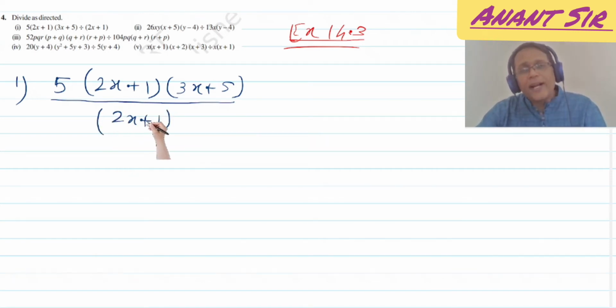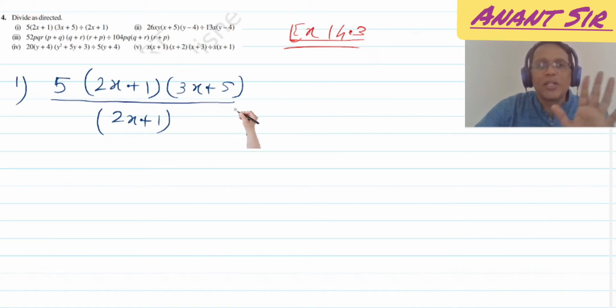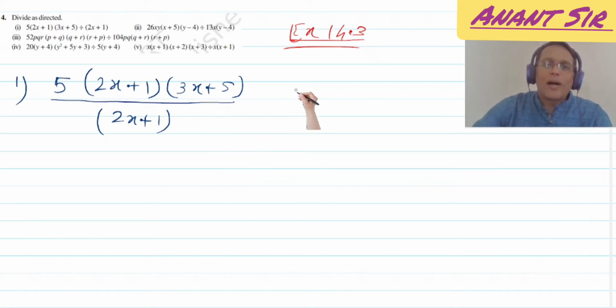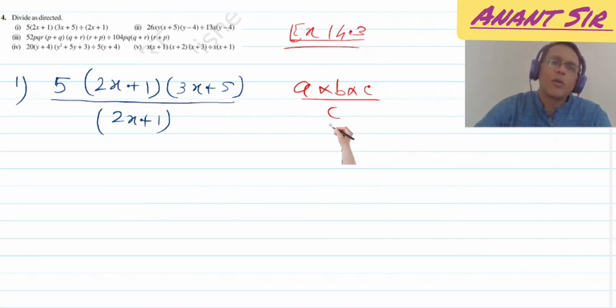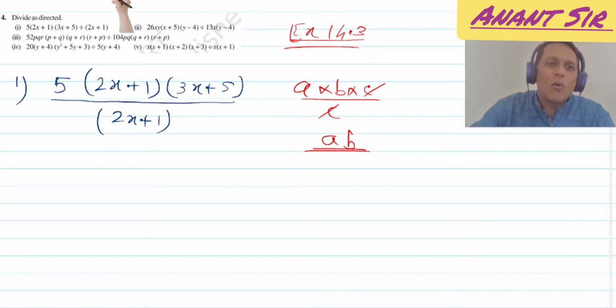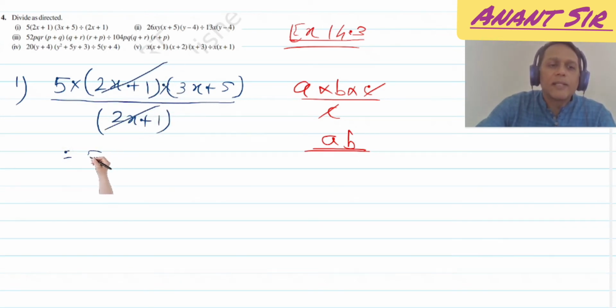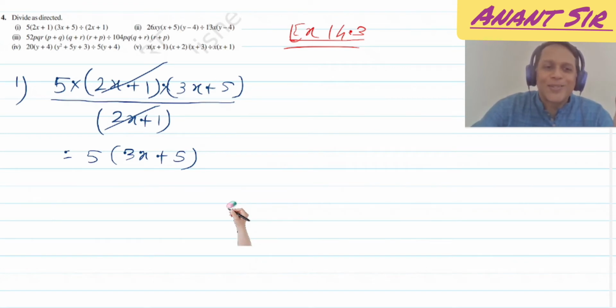So now in 8th grade you cannot get anything easier than this. I think this is the easiest question in this chapter maybe. So see, it's like this. You have a into b into c in the numerator and you have c in the denominator. So what will you do? You will just cut the c part and this will be your answer. It's almost similar to that. So how can we do this? You can see that the 2x plus 1 bracket is the same. So this 2x plus 1 bracket gets cancelled and this is our final answer, 5 multiplied by (3x plus 5). You cannot get an easier question than this.